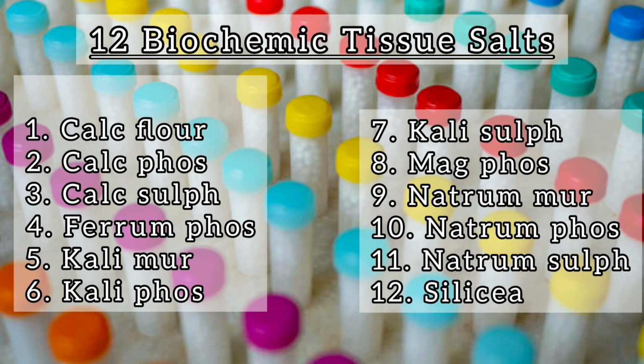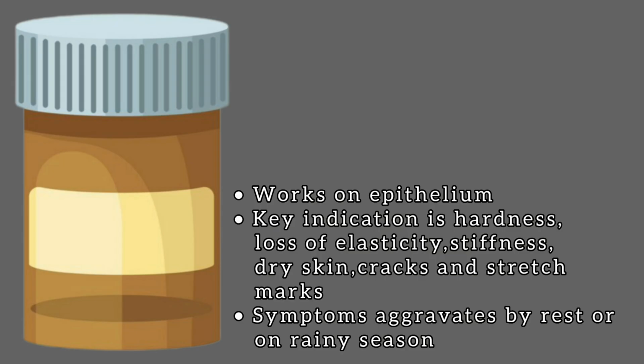The twelve biochemic salts: Calcarea fluorica, Calcarea phosphorica, Calcarea sulphurica, Ferrum phosphoricum, Kali muriaticum, Kali phosphoricum, Kali sulphuricum, Magnesia phosphorica, Natrum muriaticum, Natrum phosphoricum, Natrum sulphuricum, and Silicea.